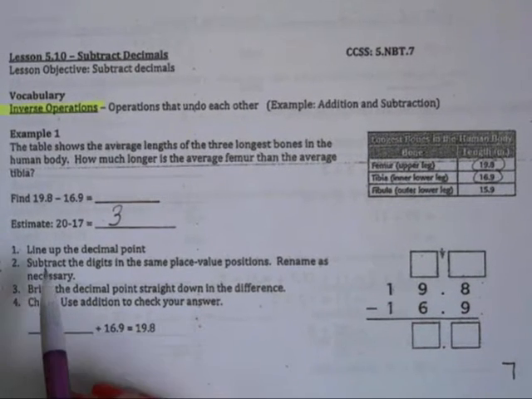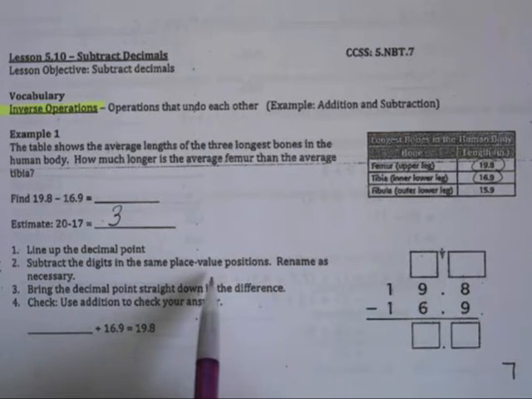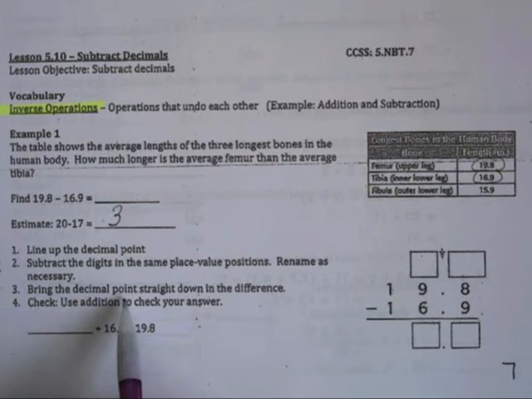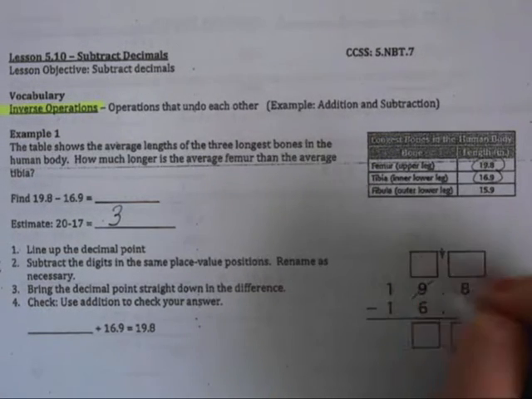Step 2. Subtract decimals. You line up the decimal points, subtract the digits in the same place value positions, renaming as necessary, bring the decimal point straight down into your difference, and then check by using addition. These are pretty much the same steps that we used with addition, so they should be easy to remember. So we have 19 and 8 tenths minus 16 and 9 tenths. We are going to borrow here and rename.